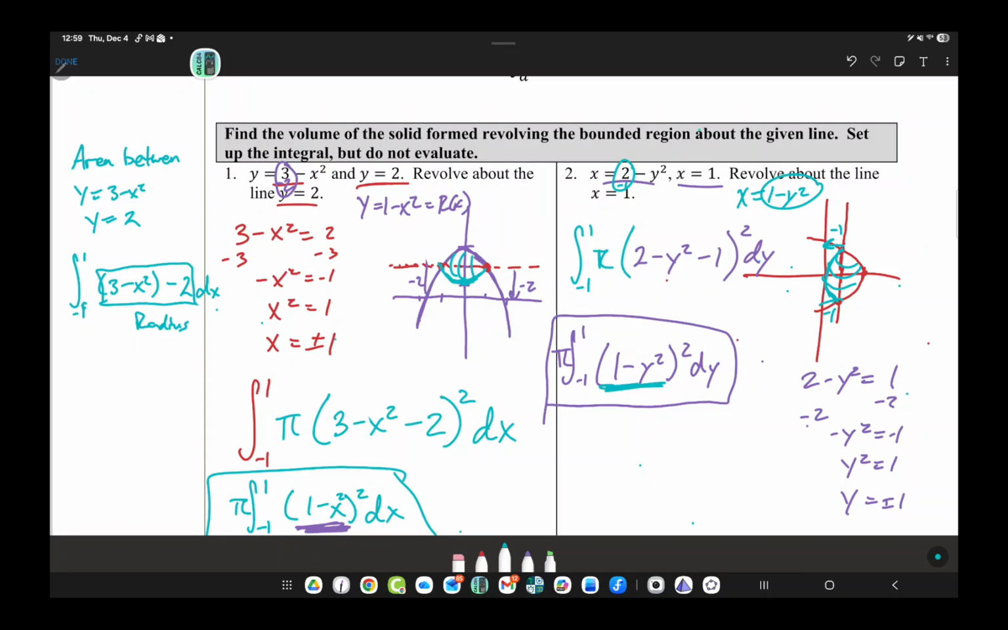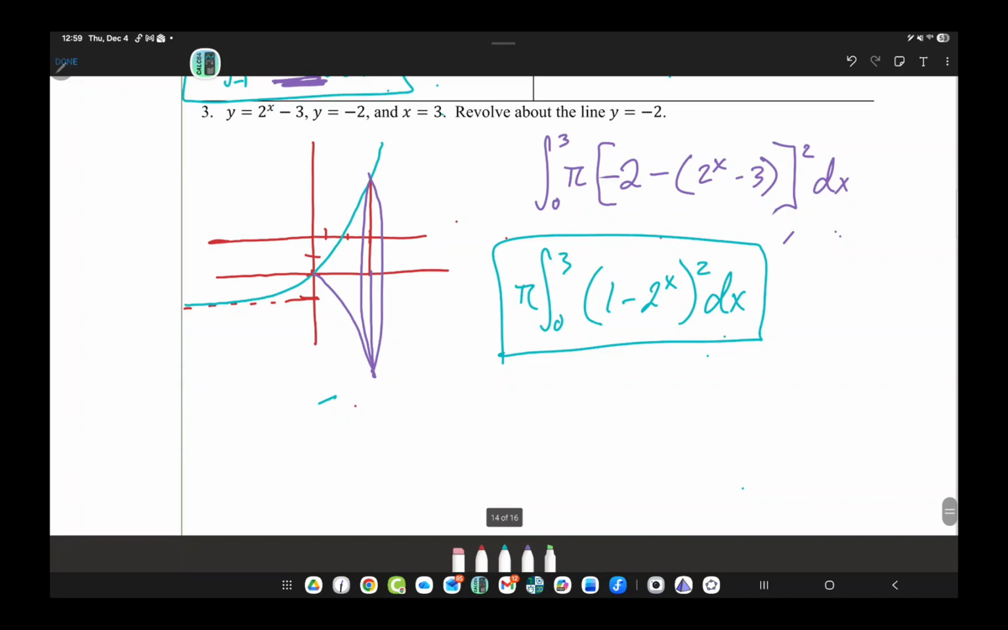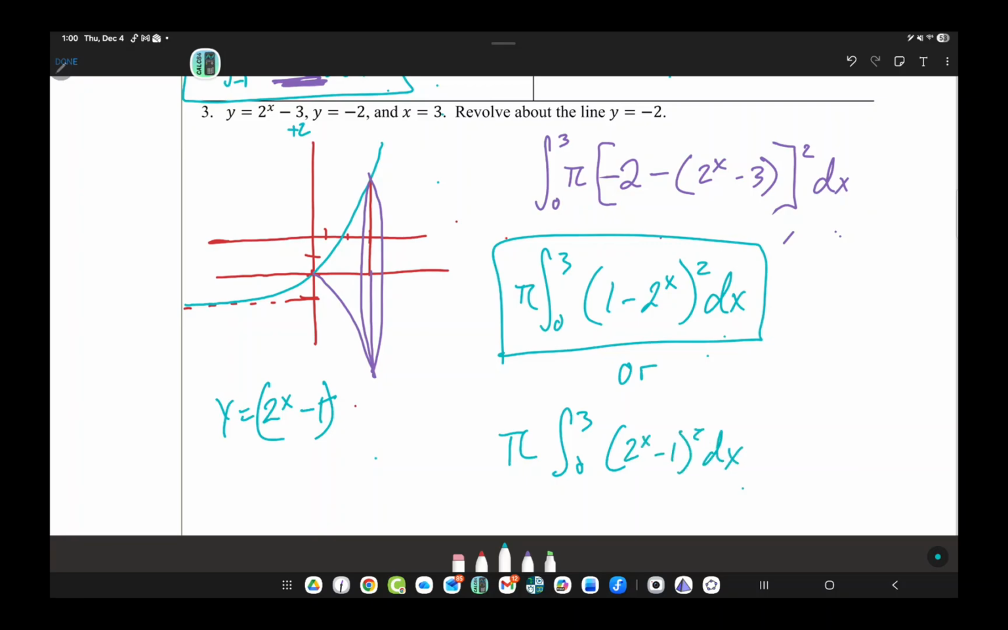But notice that both of these functions, you're shifting from above the axis. What happens when you shift from below the axis? You do add. So we're going to add what? How much is this? 2. So we get y is equal to 2 to the x minus 1. Is that my radius function? It's backwards, right? It is backwards, isn't it? Why does that not matter? Because it's being squared. So you can write this as pi integral from 0 to 3 of 2 to the x minus 1, squared dx. These are equivalent.